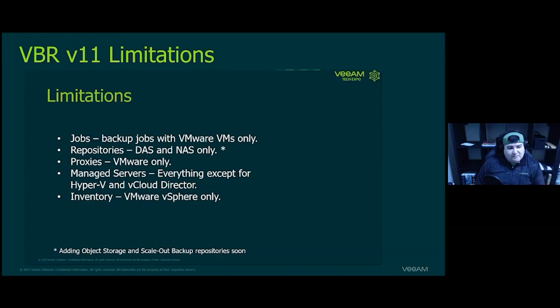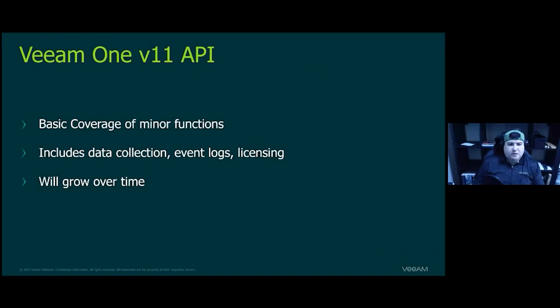As for proxies, VMware only, not a huge thing for the majority of our customers. This is the number one thing they're asking for in API coverage anyway. Managed servers will include everything other than Hyper-V and vCloud Director. And then for inventory, which means actually going through and seeing the objects that exist inside of a production environment, it's limited to VMware vSphere only. This stuff will make more sense as we actually demo it and go look in an environment to see what it is. VM1, this one's really a quick touch point, right?